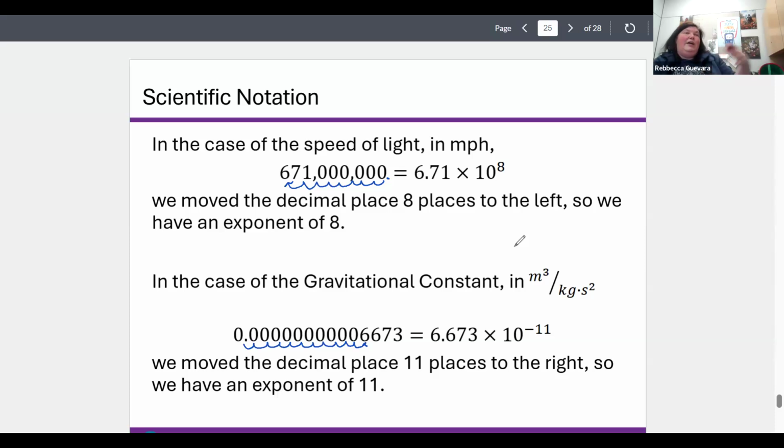So when you go the other way, you take the big number and you convert it to scientific notation. If I have to move my decimal to the left, I get a positive exponent. If I move it to the right, we get a negative exponent.